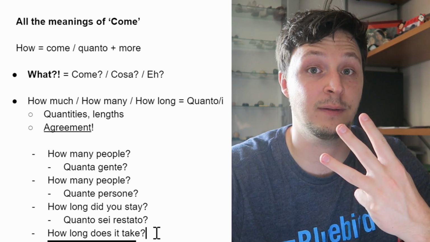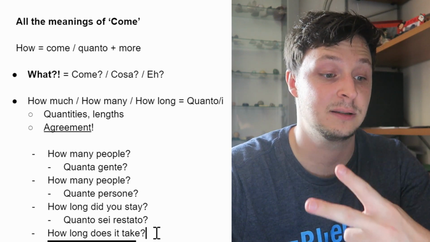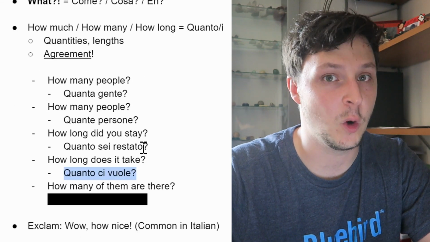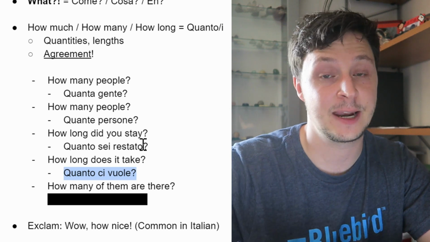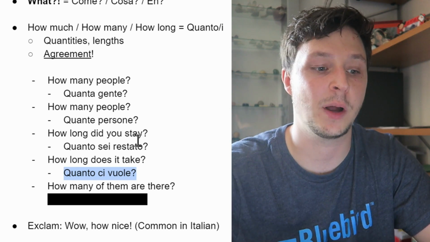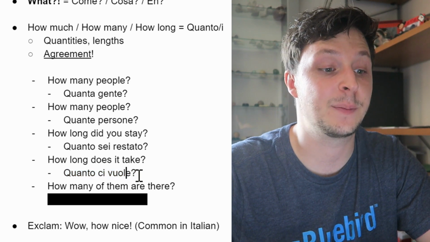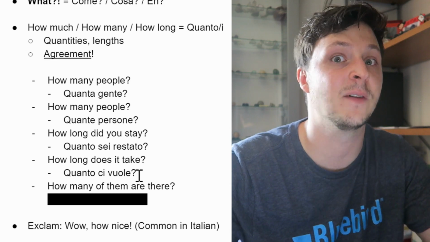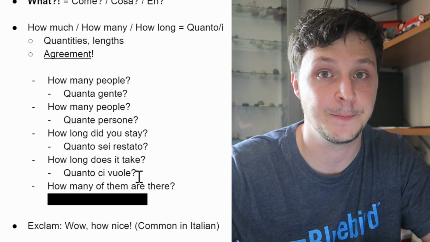And again, another relatively difficult one, what about how long does it take? Only 3 words in this answer. 3, 2, 1. So this one's going to be quanto ci vuole. Remember, volerci, the verbo pronominale, is used when talking about time. So how long? So quanto ci vuole. When it's plural, like if you say it takes 30 seconds, you say ci vogliono 30 secondi.